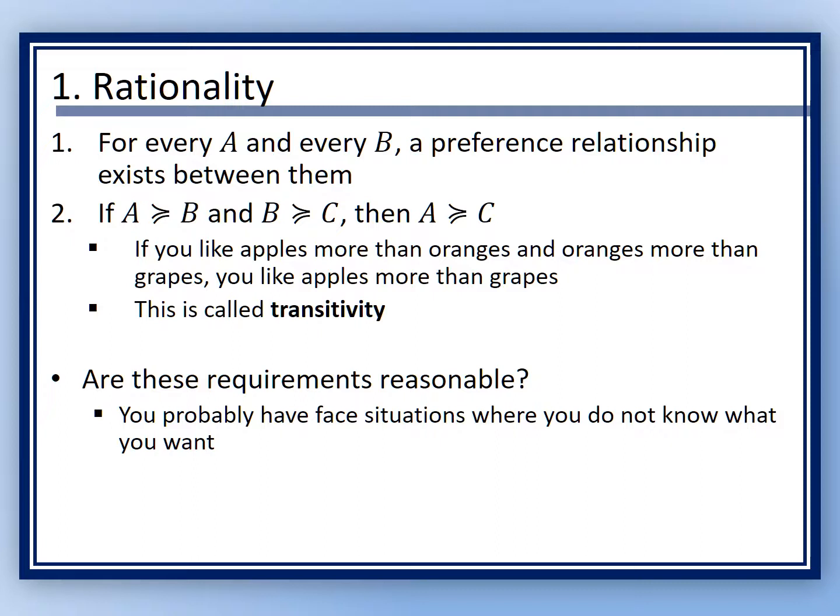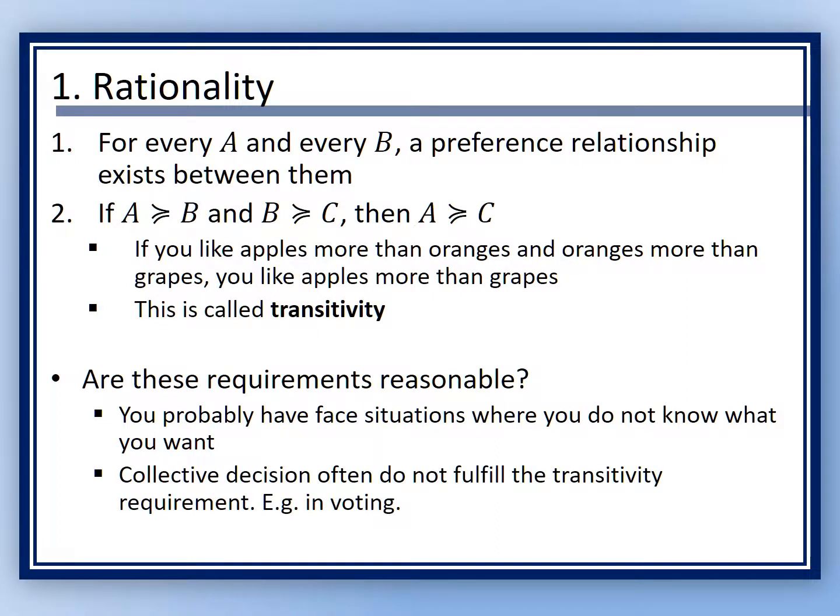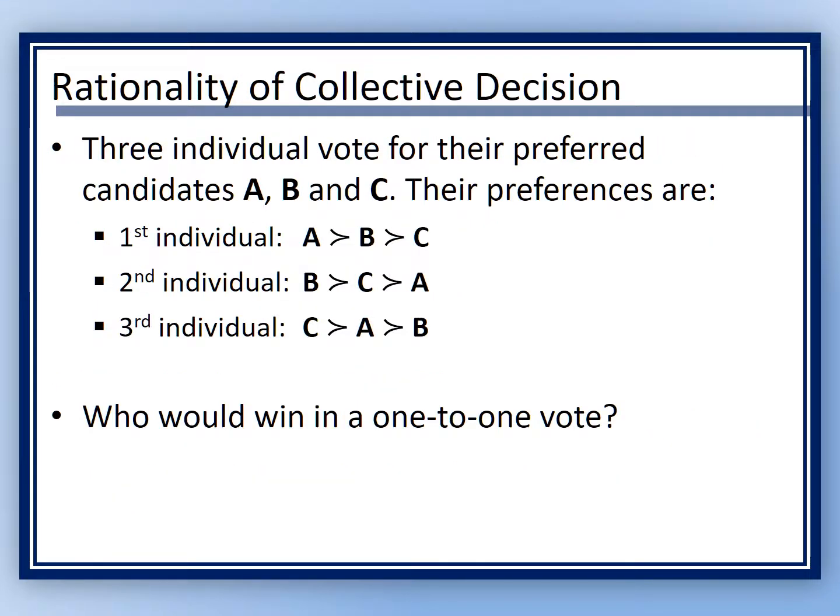That's one. What about the second one? The second one seems reasonable, right? But yes, for an individual maybe, but it turns out that collective decisions often do not fulfill the transitivity requirement. It's actually very easy to show that it's violated in voting. Even if everyone is very consistent, you know what you like, you can list your preferences in order. Like I like apples more than oranges, I like oranges more than grapes, and this is the order I like. If we vote for what we like collectively, it could violate transitivity.